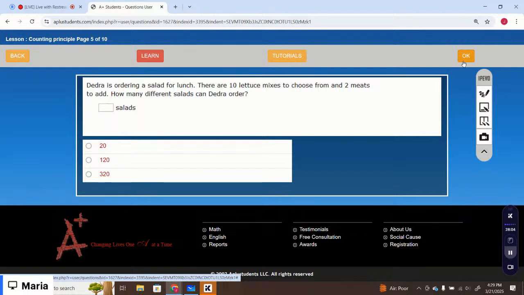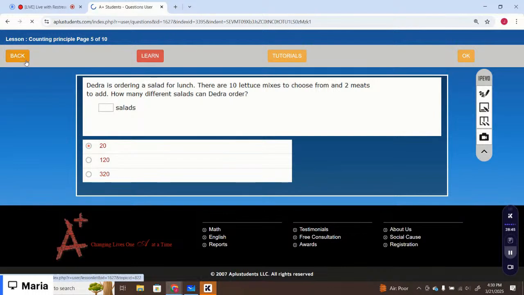Deidre is ordering a salad for lunch. There are 10 lettuce mixes to choose from and 2 meats to add. How many different salads can Deidre order? 10 times 2 is 20. The correct option is 20.